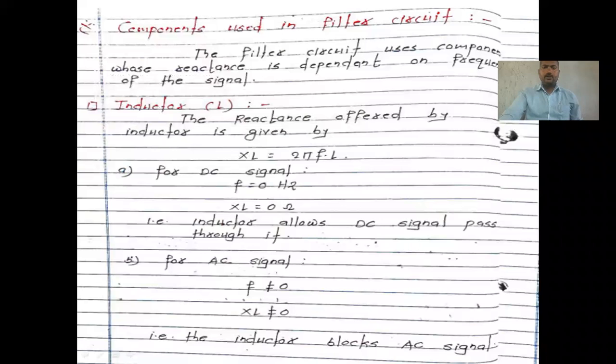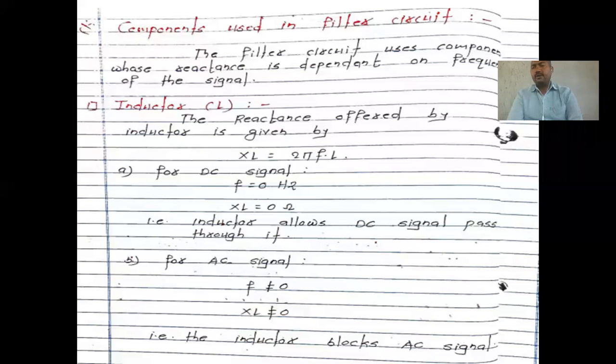Okay. So we have to study the components used for filtration. There are basically two components used for the purpose of filtration. One component is an inductor, the other is a capacitor. To study the inductor and capacitor, we have to see the function of each.